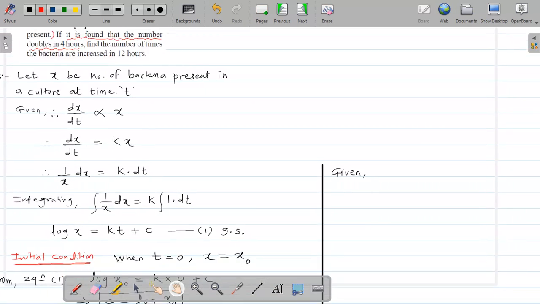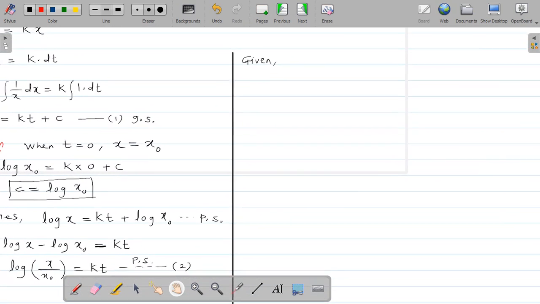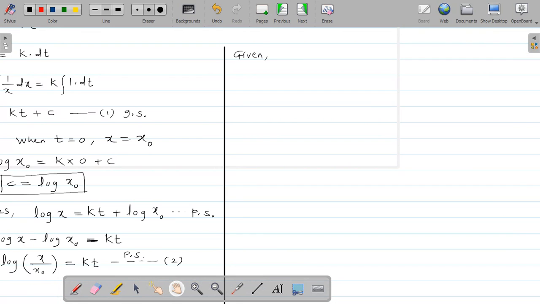So how will you write the given condition? Given that when t is equal to 4 hours, the number doubles. First, we have considered x as x0. Now number doubles means it is 2 times x0.